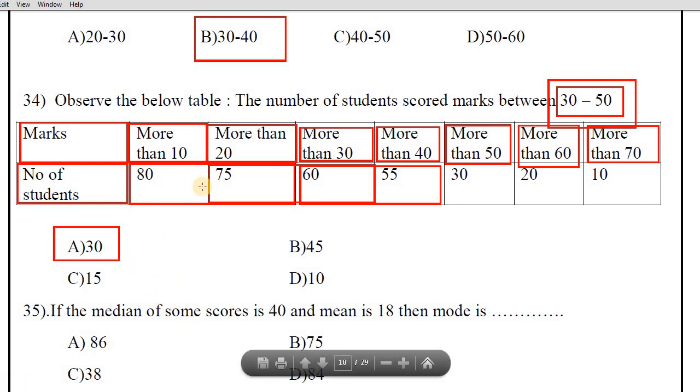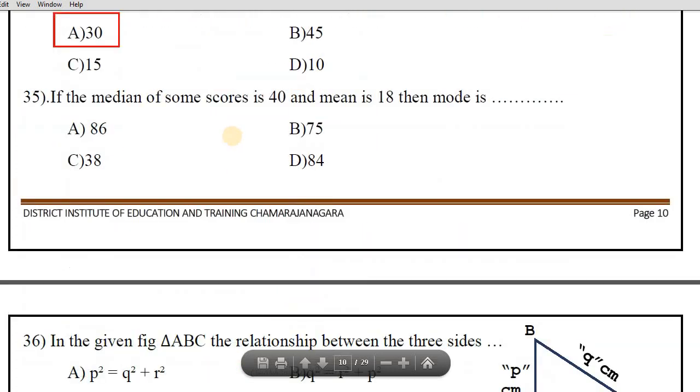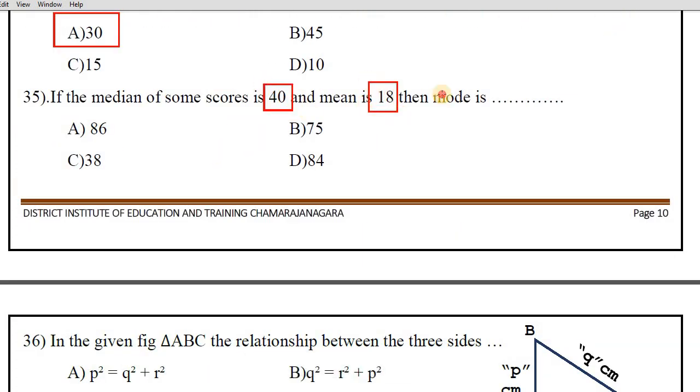You want to do some more work for this problem. If the median of some score is 40 and the mean is 18, then the mode is? See here, the median is given, the mean is given, and we are asked to find the mode.